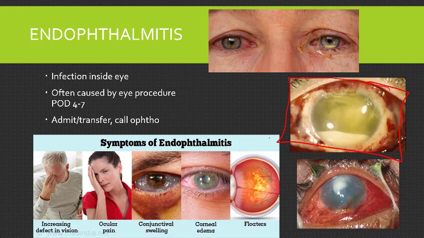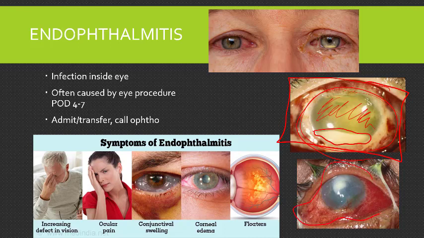Plus, we can also get an eye that looks like this. Notice this eye is probably not going to ever see again. Notice that we have our hypopyon right here, and we probably have a bunch more white blood cells all the way back in here. This person's eye is probably too late to save, but it's not too late to save their brain. So these people always need IV antibiotics and they always need to be admitted. We always need to call the eye doctor.